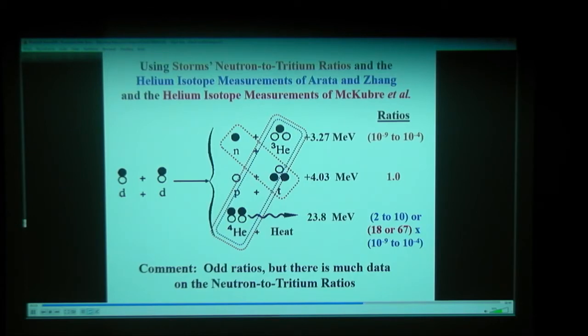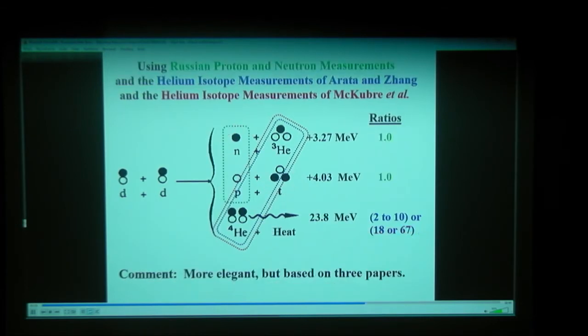Now, if one instead uses the Russian proton and neutron measurements that give equal probability for the first two branches, then you have this situation where the helium-4 in heat ratio is 2 to 10 or 18 or 67 times the ratio of the other branches. This is somewhat more elegant, but it's only based on three papers.